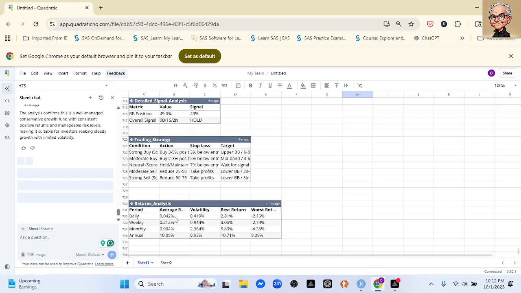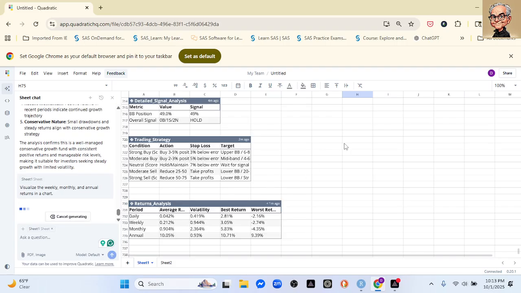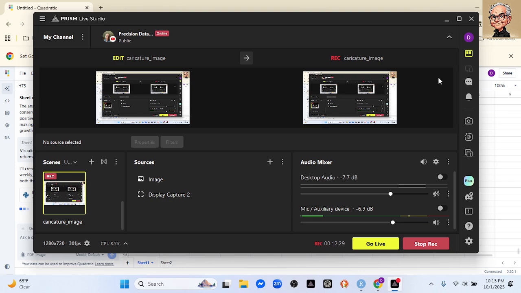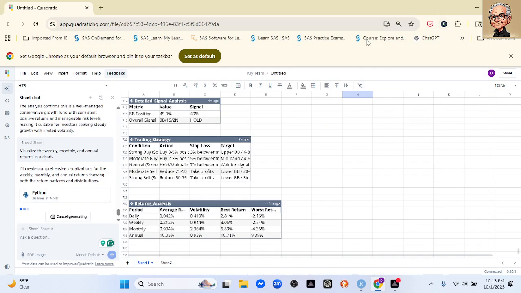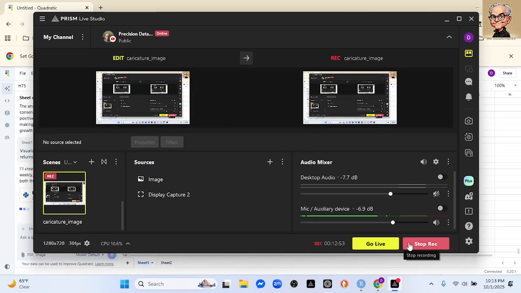Okay. Daily returns, average return 0.42%. Volatility, best return 2.8%, worst negative 2.6%. Weekly, visualize returns chart. Oh, we're running out of time. Oh no, we're out of time.